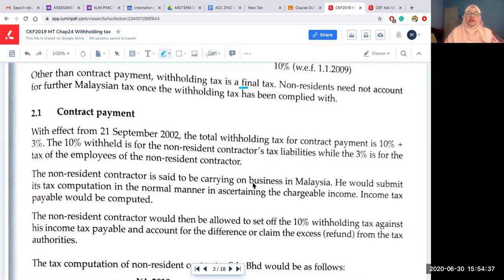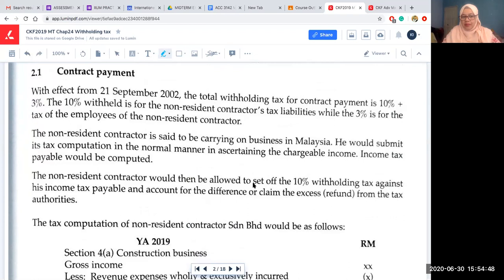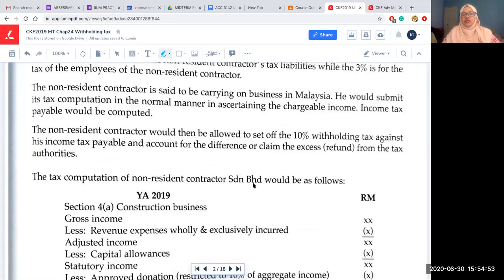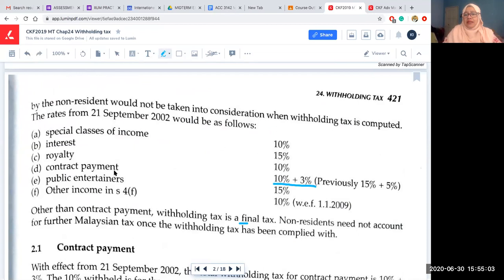The non-resident contractor is said to be carrying on business in Malaysia. He would submit a tax computation in the normal manner in determining the chargeable income. Income tax payable would be computed. The non-resident contractor would then be allowed to set off the 10% withholding tax. So in this case, contract payment is a bit different from others, because other than contract payment, everything is final.